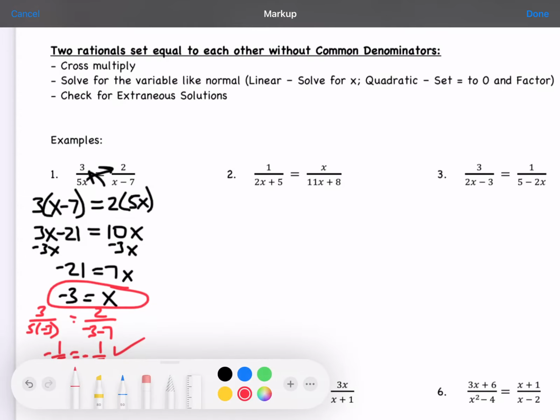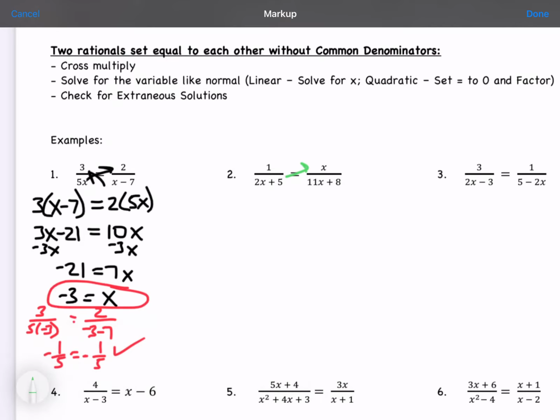All right, number two, we have different denominators, so we can cross multiply. So 1 times 11x plus 8, we just leave the 11x plus 8. On the other side, we have x times 2x plus 5. So what's x times 2x plus 5? 2x squared plus 5x, and we still have 11x plus 8 on the other side.